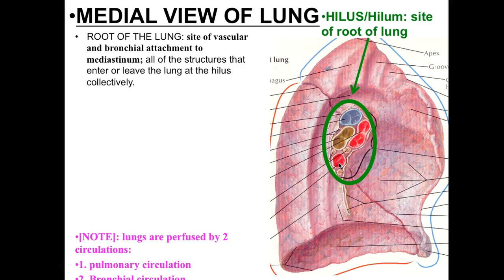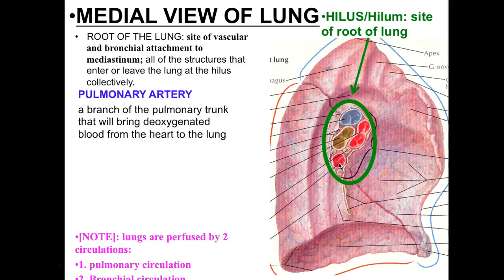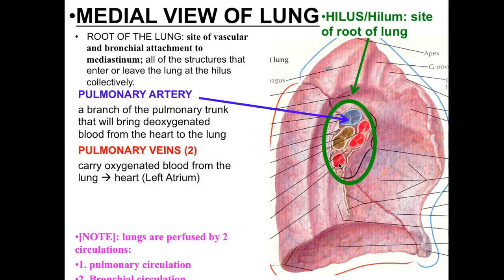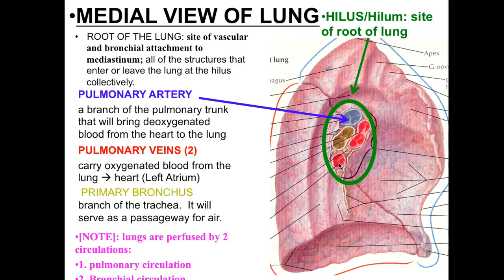So what are these actual structures? We have one pulmonary artery. We know that our pulmonary artery is going to leave the pulmonary trunk off of the heart. That will bring deoxygenated blood from the heart to the lung. And then we have two pulmonary veins. They are responsible for carrying the oxygenated blood from the lung back to the heart, specifically at the left atrium. And we also have one primary bronchus, which is a branch of the trachea and will allow the air to come into the lungs.